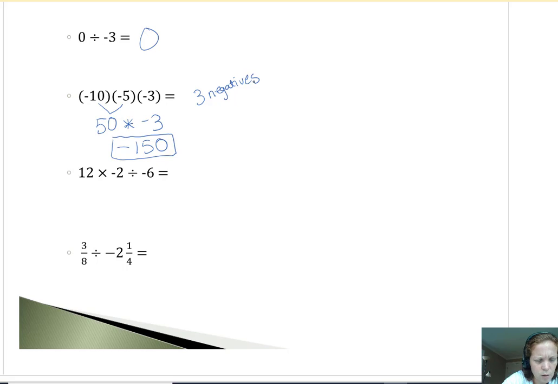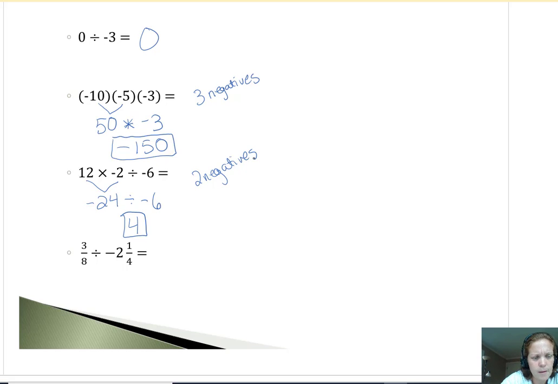Now the next one, let's go left to right. 12 times -2, positive times a negative, that'll be a negative 24. Bring down the -6, so negative 24 divided by -6. I have a negative divided by a negative, so that'll be positive. 24 divided by 6 is 4, positive 4. So notice this one, in my problem, I had 2 negatives.